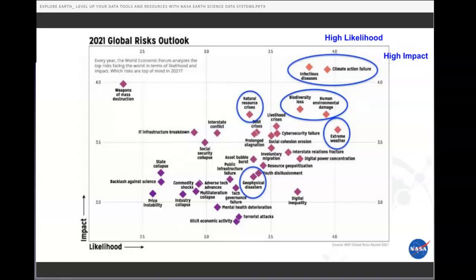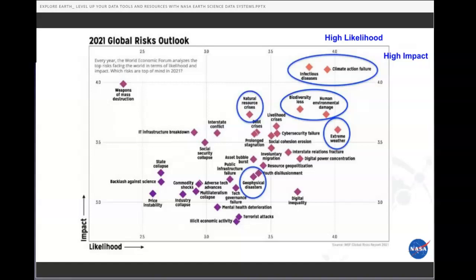On the x-axis is the likelihood that people feel these risks are going to happen. And on the y-axis is the impact that they perceive it will have on the world. The things I've circled in blue are global risks that have increasingly become more linked with environmental issues. We're looking at climate action failure, infectious disease. So if you're in Globe and they've got the mosquito campaign, which is awesome, biodiversity loss, human environmental damage, extreme weather, natural resource crises, which we're seeing these water crises happen out west, and geophysical disasters.